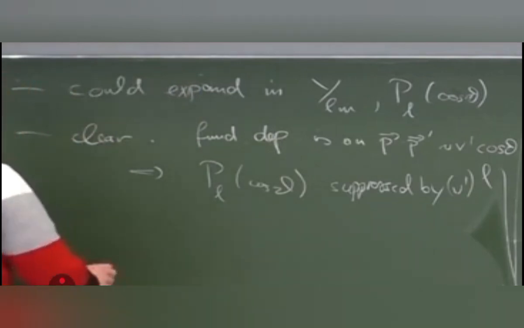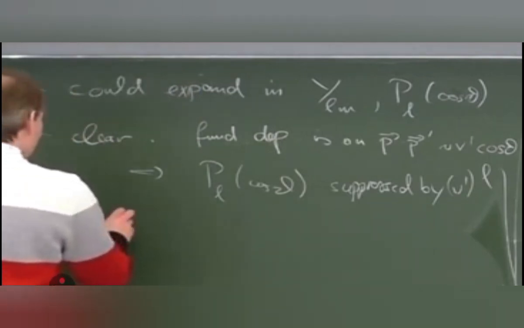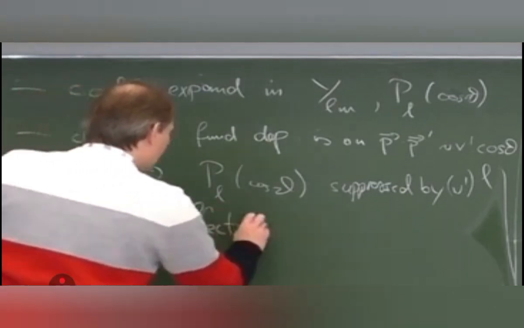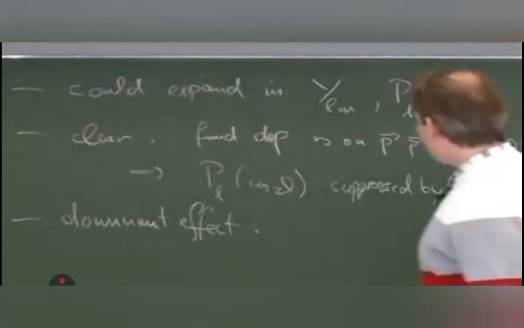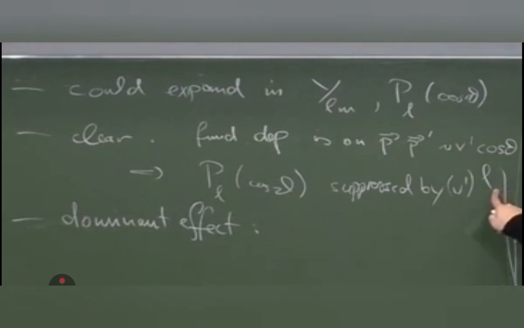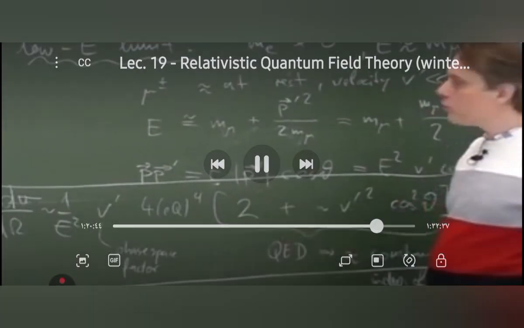And therefore, if you're interested in the dominant effect, you should ask yourself, what is the lowest L that appears in the result with a non-zero coefficient? And here it happens that L equals 0 already appears with a non-vanishing coefficient, and therefore, to a good approximation, the angular dependence is a constant.